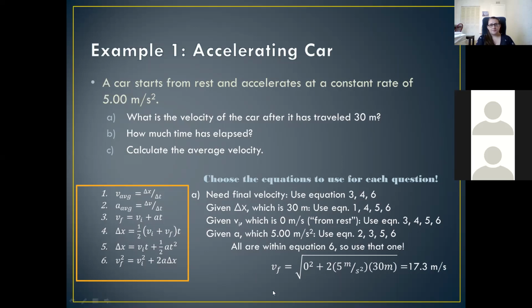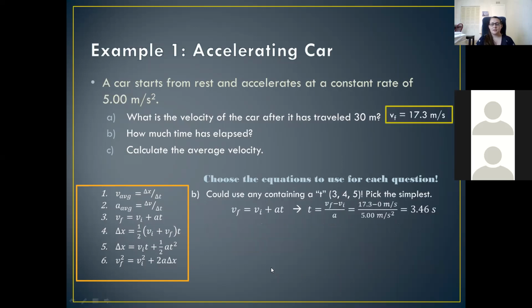Next question. How much time has elapsed? Again, we could use any equation that has time in it. And really, all of them involve time except number 6. The first two just have a change in time. But if we assume that we're starting from an initial time of 0, we could also use equations 1 or 2. But we also see time by itself in equation 3, 4, or 5.